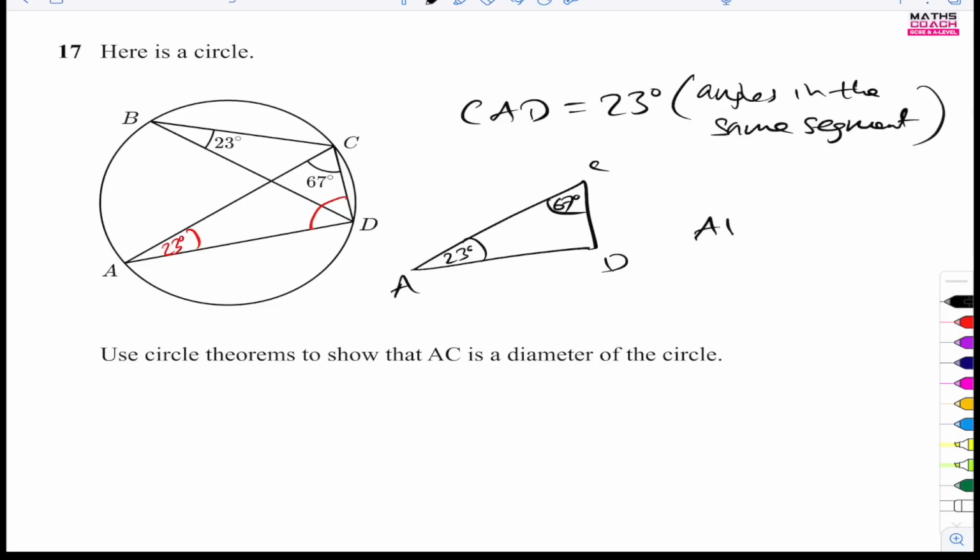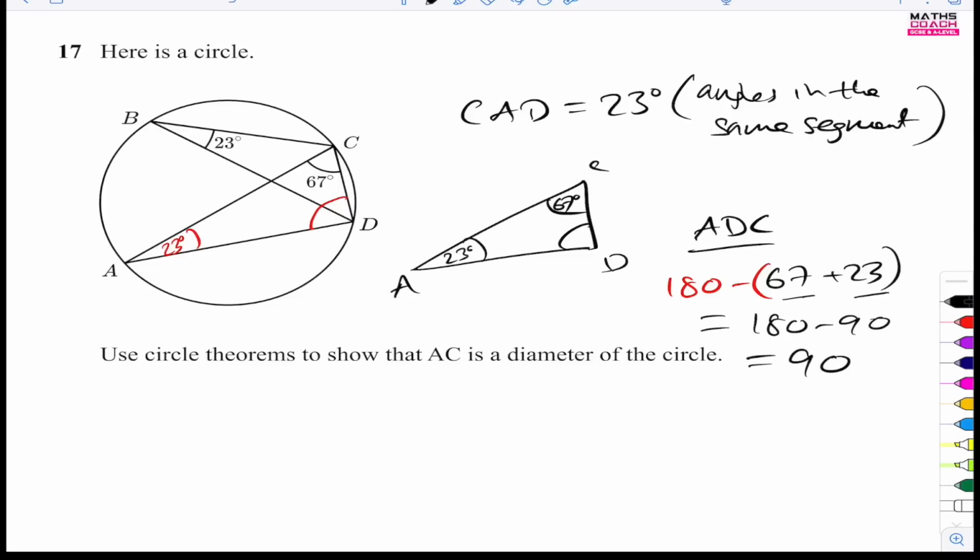So what is ADC? We know that angles in a triangle add up to 180, right? So it's going to be 180 minus, let's add up these two. So that's 67 plus 23. And if that is 90, then that means this angle here would be 90, and therefore AC would be a diameter. Now 67 plus 23 is equal to, add the 70 plus the 20, 70, 80, 90. So that's 180 minus 90, and therefore we have 90 degrees. So this angle here is 90 degrees, and therefore AC is a diameter.